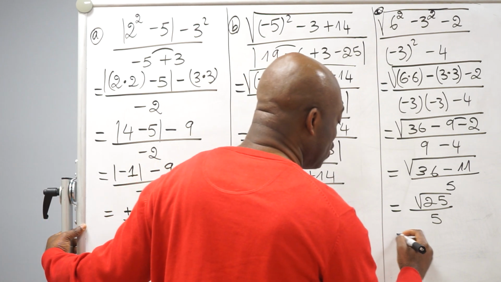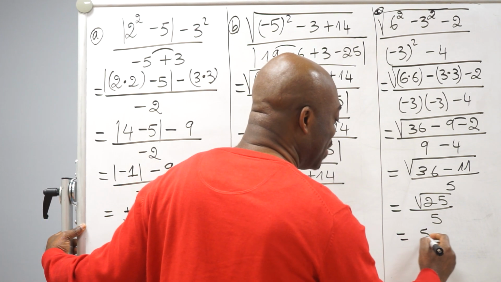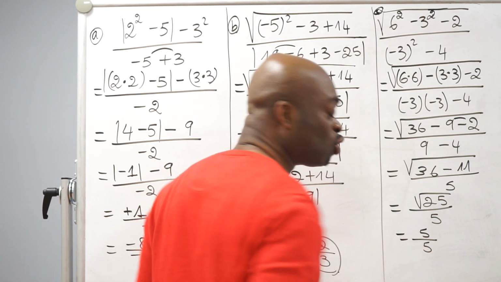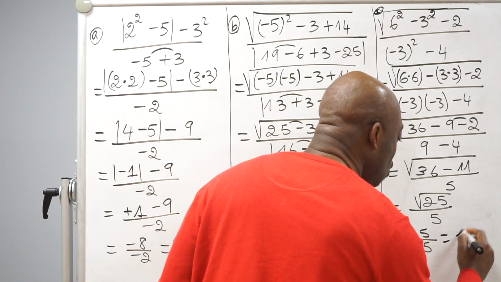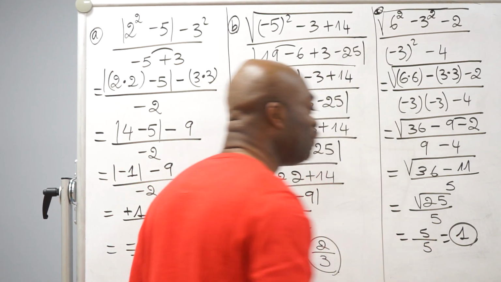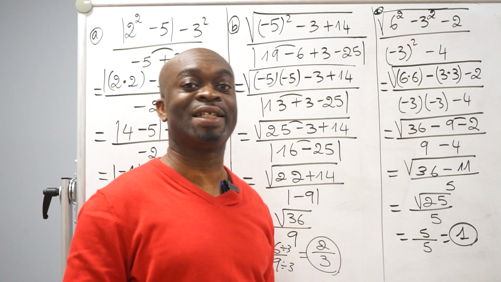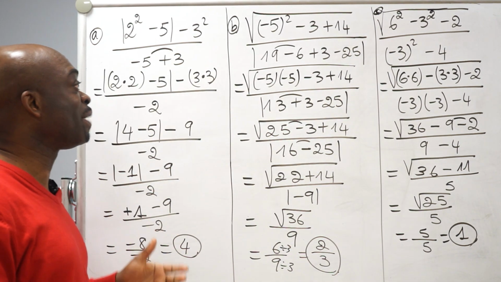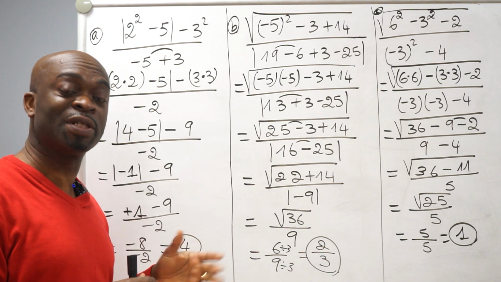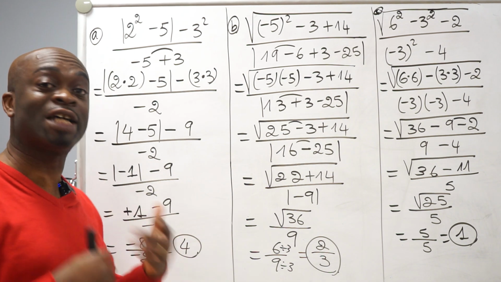Now, what is square root of 25 equal to? 5, because 5 times 5 is 25. So we're dealing with 5 divided by 5. That will give us what? 1, ladies and gentlemen. And 1 is your final answer for question C. So guys, look at the problems again. Go back, check them out. These are very interesting problems when it comes to order of operations for you guys to practice.